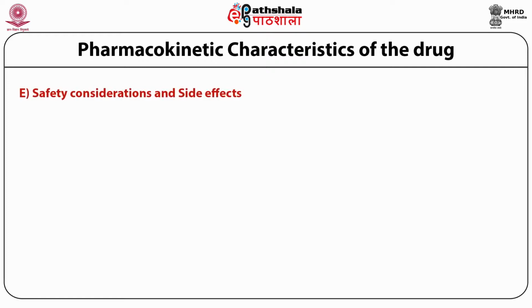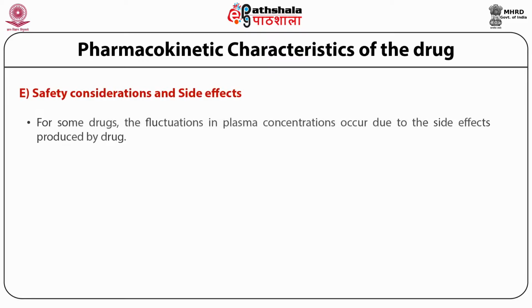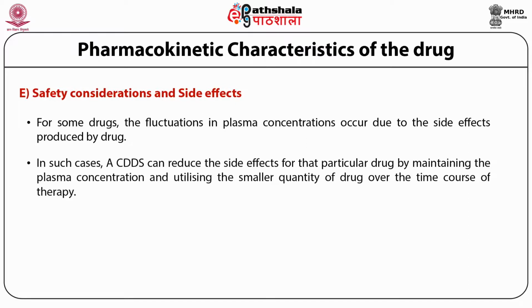Safety considerations and side effects. For some drugs, the fluctuations in plasma concentrations occur due to side effects produced by the drug. In such cases, a controlled drug delivery system can reduce the side effects for that particular drug by utilizing a smaller quantity of drug over the course of therapy.